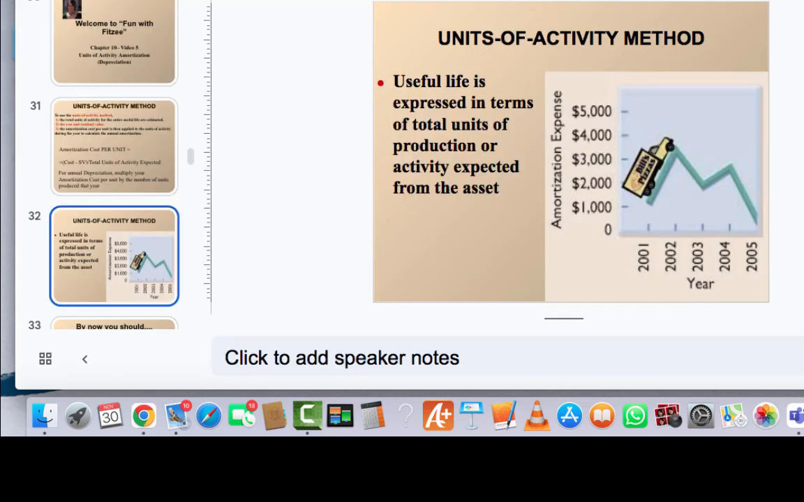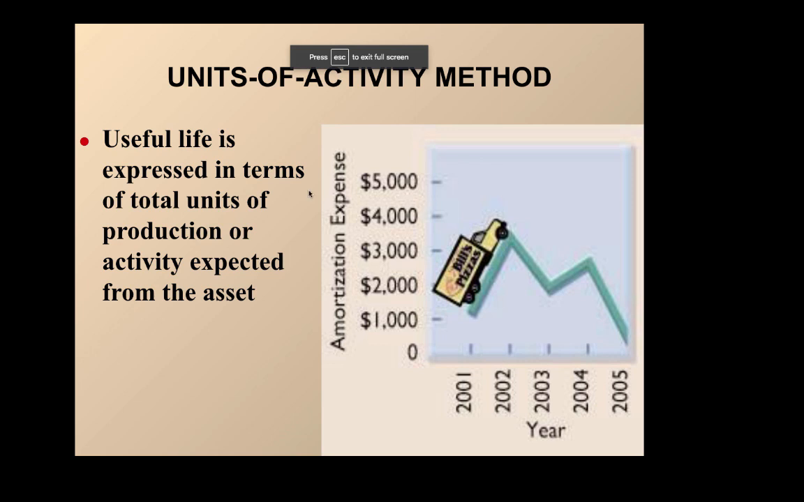So back to this slide. We were looking at the graph for straight line and declining balance. Our straight line graph was a straight line. Our declining balance was a declining line. And for units of activity, it's based on the number of units it produced. So the more units it produces in 1 year, the higher the depreciation expense is going to be, and the fewer units, the lower. So it's going to be all over the place.